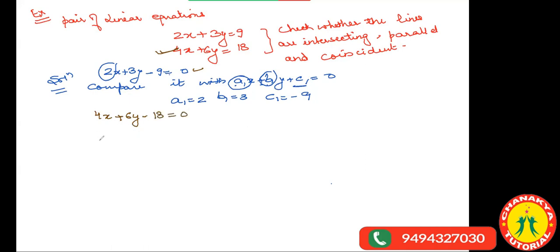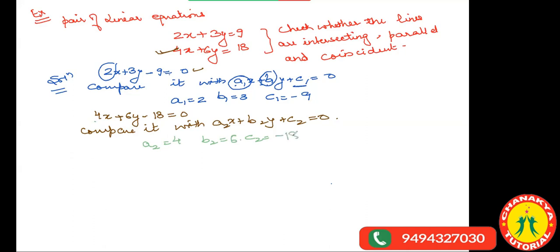Okay. Now, Siddhishri, tell me the values of A2, B2 and C2. We will compare it with A2x plus B2y plus C2 is equal to 0. A2 is 4. B2 is 6. And C2 is minus 18. Very good, Siddhishri.